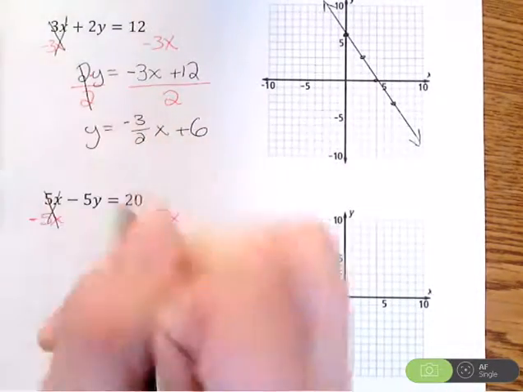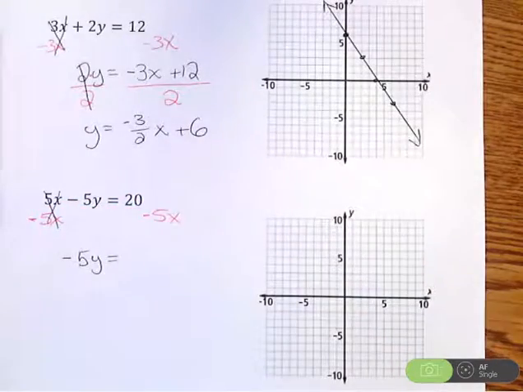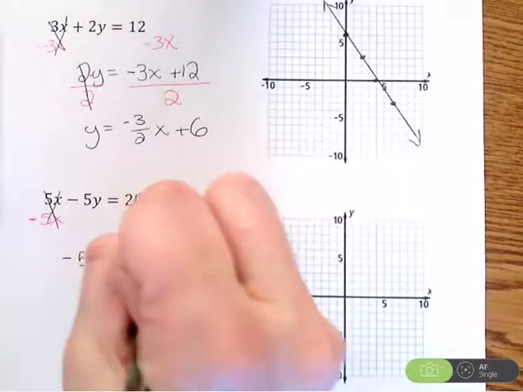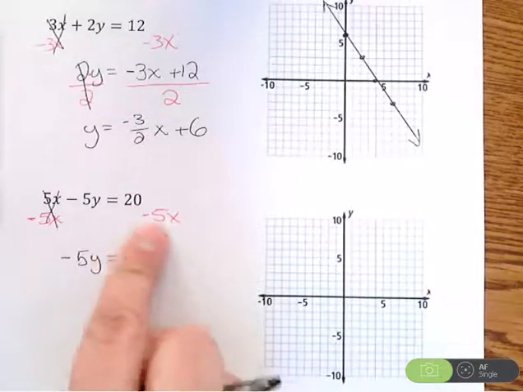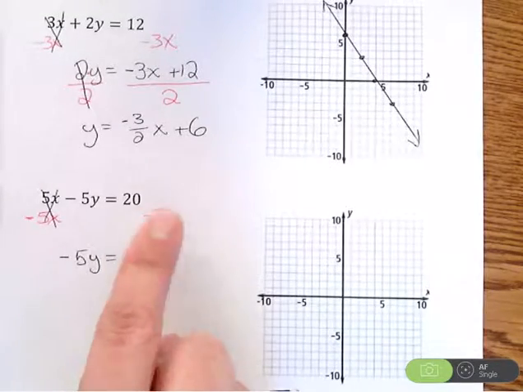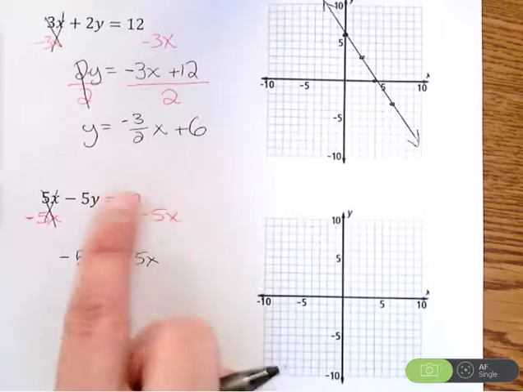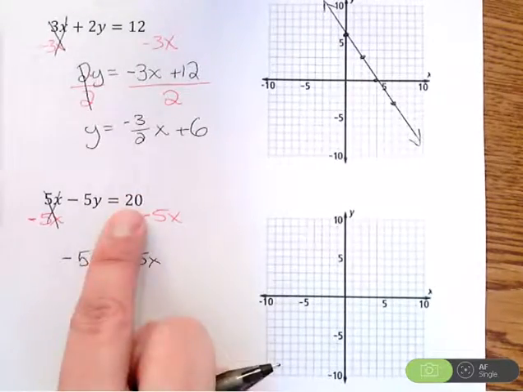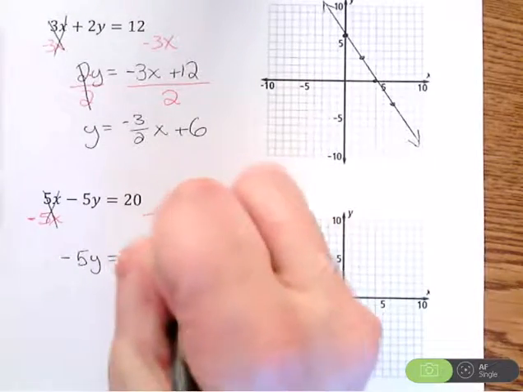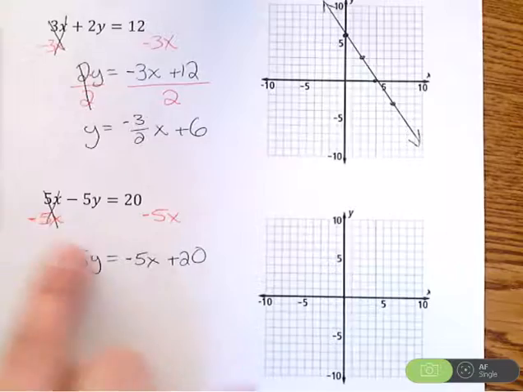So 5x gets moved to the other side, so I have negative 5y equals, put my x term first. Now notice I haven't been subtracting these. I don't do 20 minus 5x because they're not like terms. This has an x, that doesn't. So do not combine these and say it's 15x. So negative 5x, and then I need a positive 20. So move the x term over.